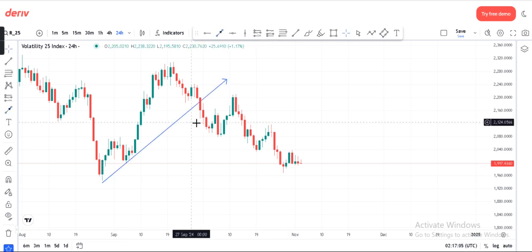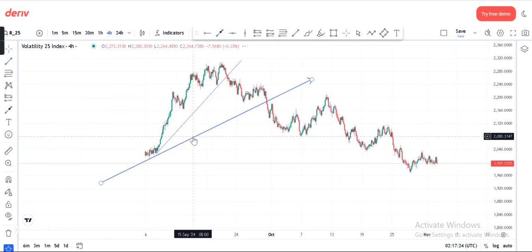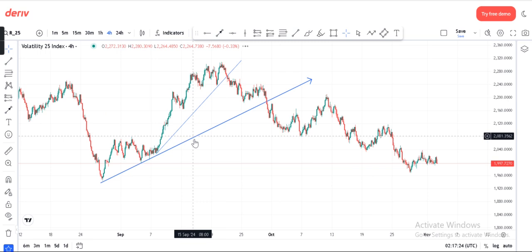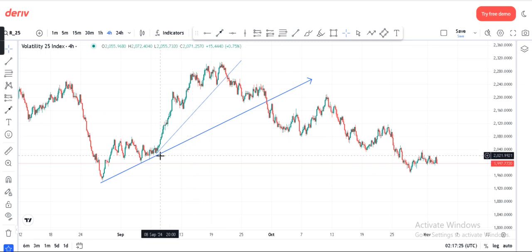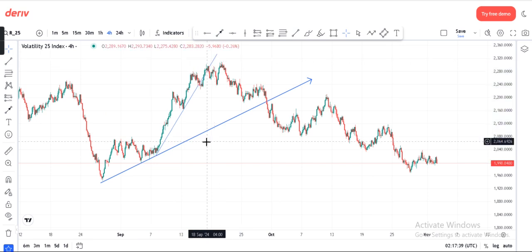What we clearly saw was the level which gave us our... connect it from this low to this point, to this point. So connect it from here.